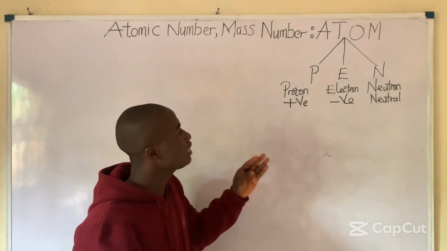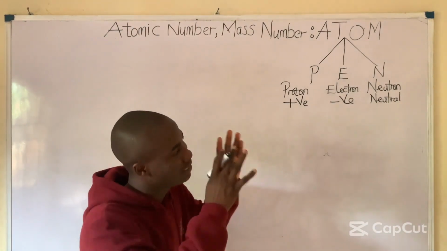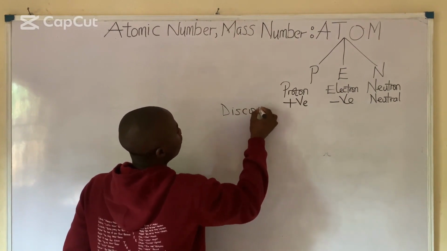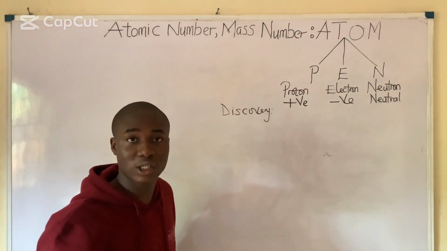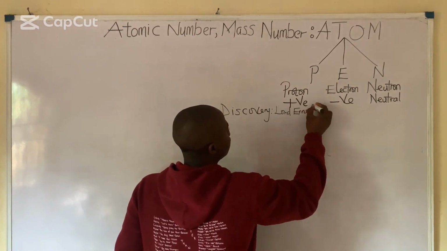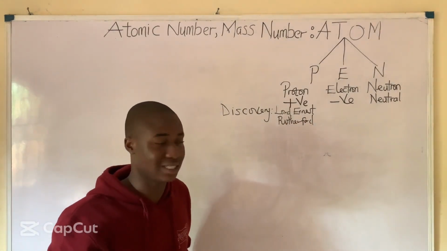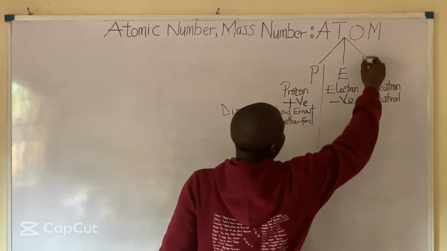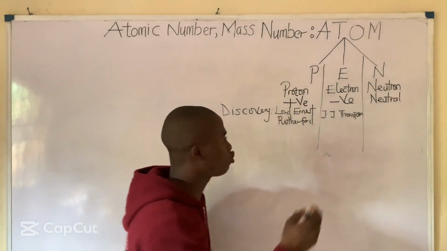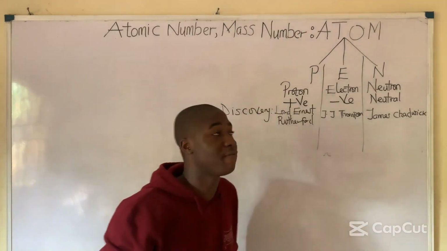Moving further, let us discuss their discoverers. Who discovered these subatomic particles? We have various scientists that discovered them, so we'll be discussing their discoveries. The proton was discovered by a man called Lord Ernest Rutherford. This is the scientist that discovered the proton as a subatomic particle. Electrons were discovered by a man called J.J. Thomson. And lastly, neutrons were discovered by a man called James Chadwick. All of these are subatomic particles which are found inside an atom.